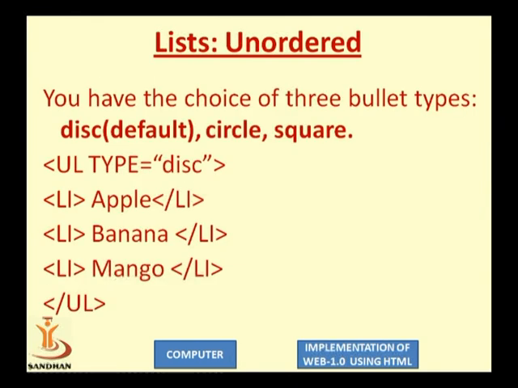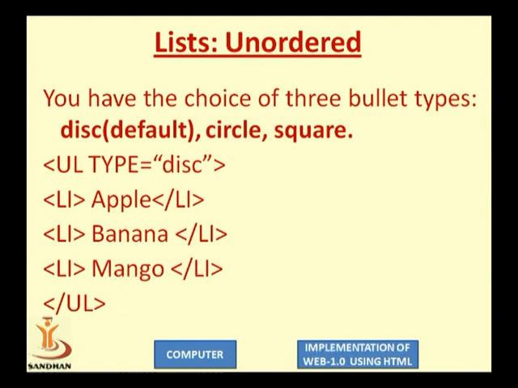Same thing, here is one example. Unordered is one kind of bullets. In bullets we can use disc, which is the default, then circle and square. So these are the types of bullets. Here is the example. Here we take type disc, and here we put apple, banana and mango. Apple is a list item li, banana is a list item, and mango is a list item. Here we also finish the tag ul/ul, right? So this is the code of the unordered list.